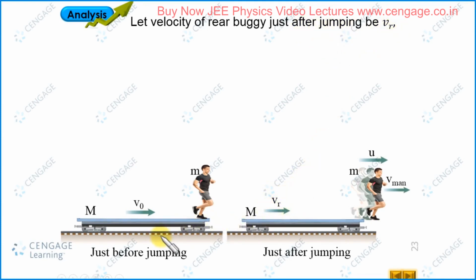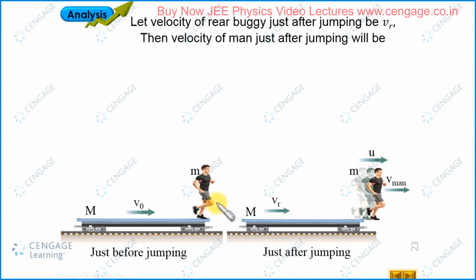Vr is the velocity of the rear buggy just after jumping. So we need to calculate the velocity of the man just after jumping from the rear buggy. This velocity should be the velocity with respect to ground. So let us calculate it, and we know this equation: velocity of the man equals velocity of the man with respect to buggy plus velocity of the buggy, and here we are analyzing the rear buggy only.